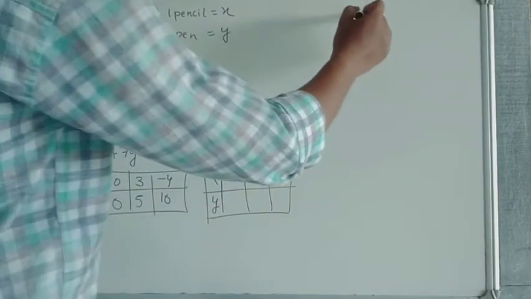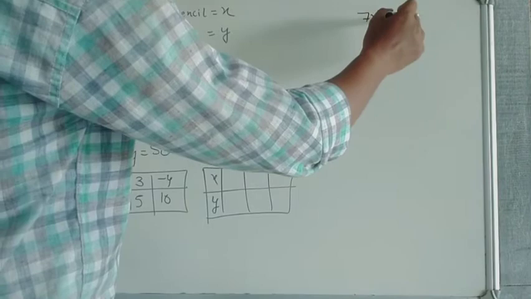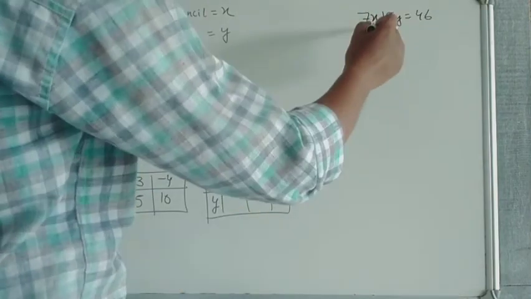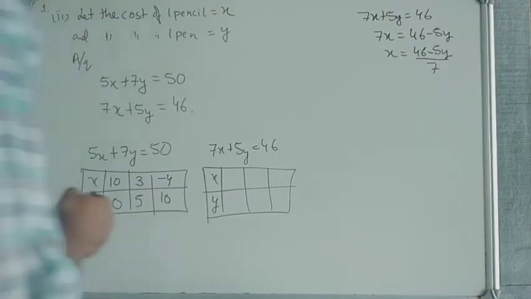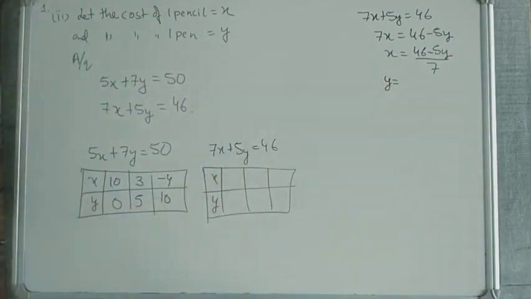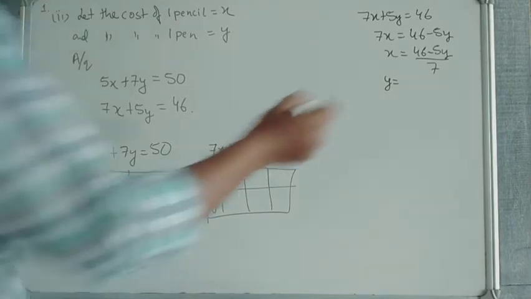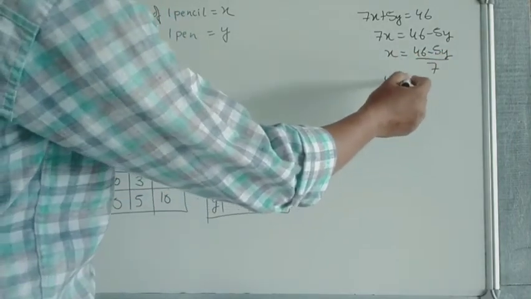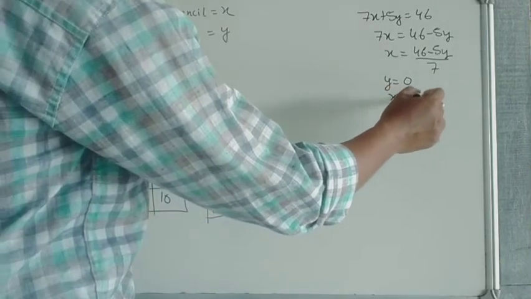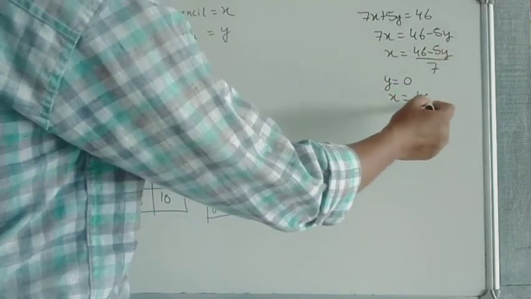Now the second part, 7x plus 5y is equal to 46. What y values will we take here? The first one is 0, no problem with that. Suppose you take 0, x will be equal to 46 minus 5 into 0, 0 by 7.